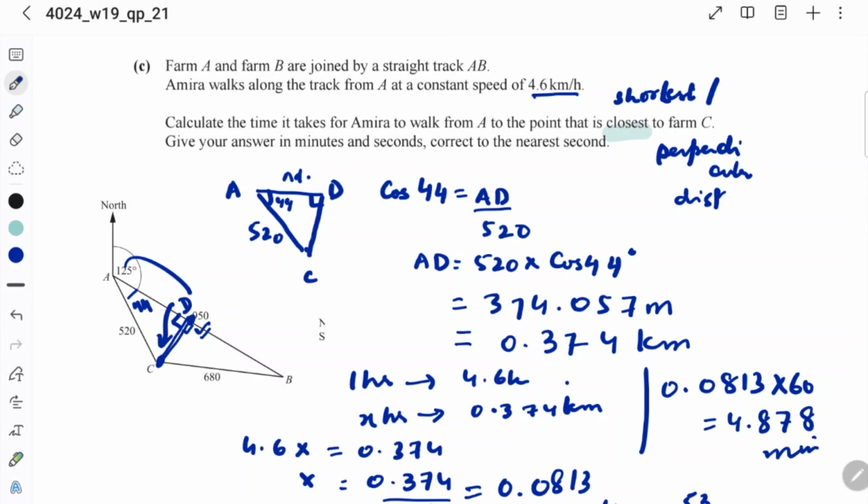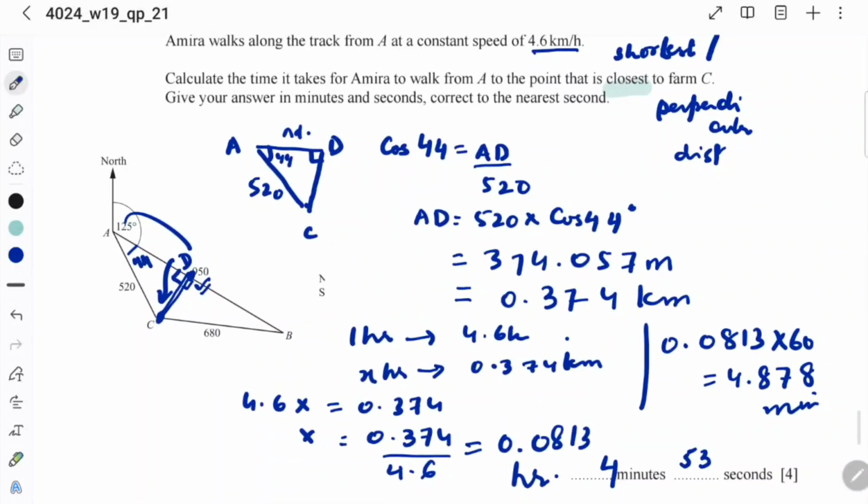So we found what is AD, and then we found the timing by using the comparison that 1 hour is 4.6 kilometers, and then x hour is how many. Then we change it into hours, into minutes, and then minutes into seconds, and then we found that it is 4 minutes and 53 seconds.